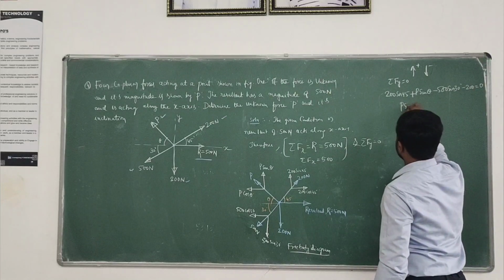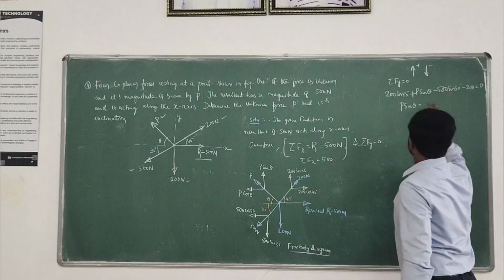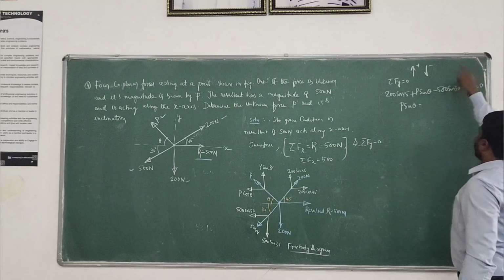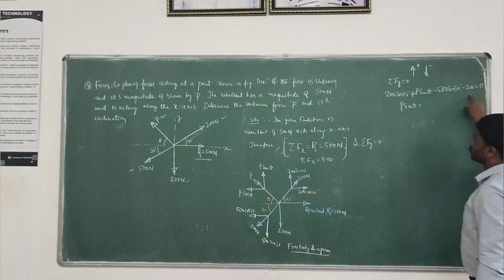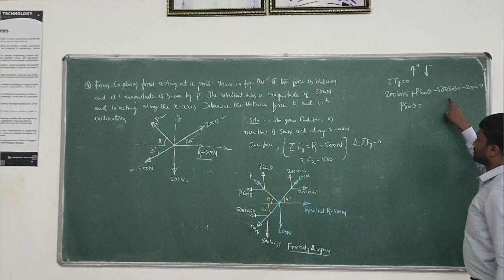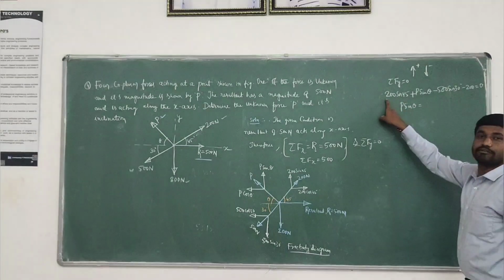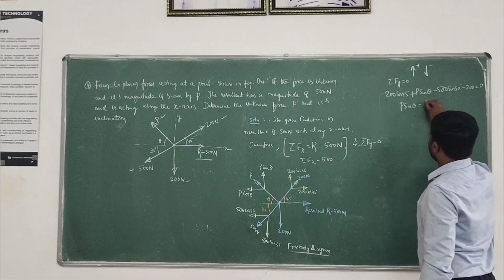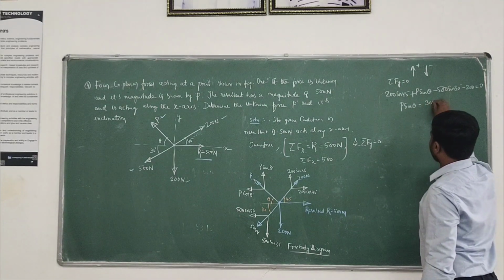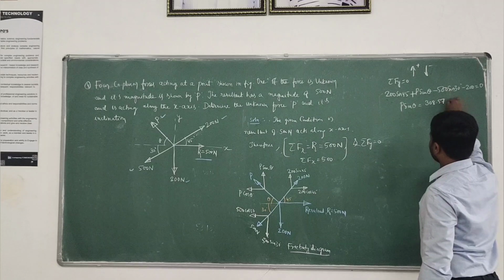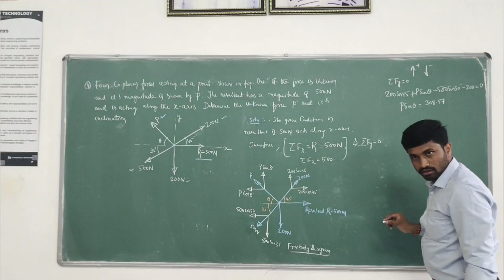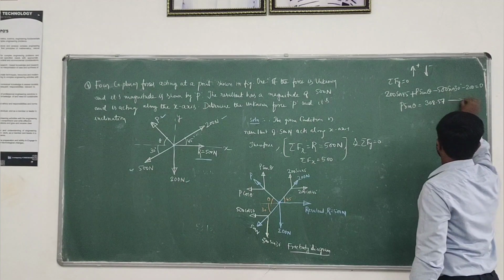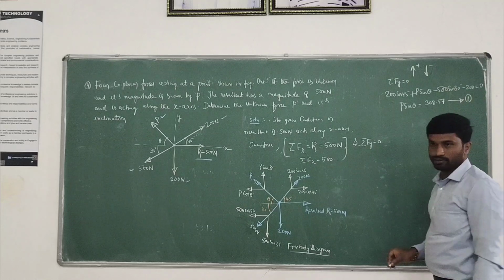You are getting the P sin theta value. What is P sin theta? Taking everything to the right side, it will become plus 200 plus 500 sin 30 minus 200 sin 45. You are getting P sin theta as 308.57. Take this as equation number 1.